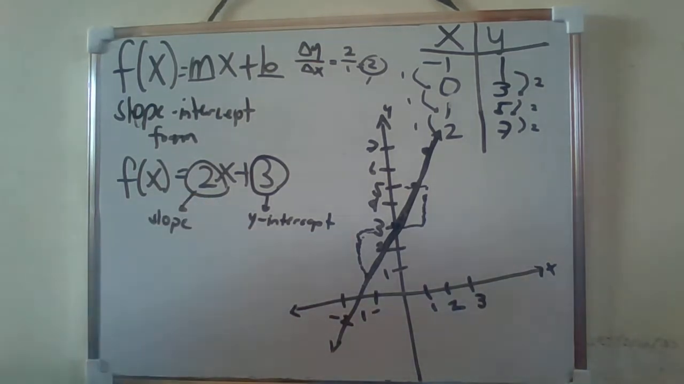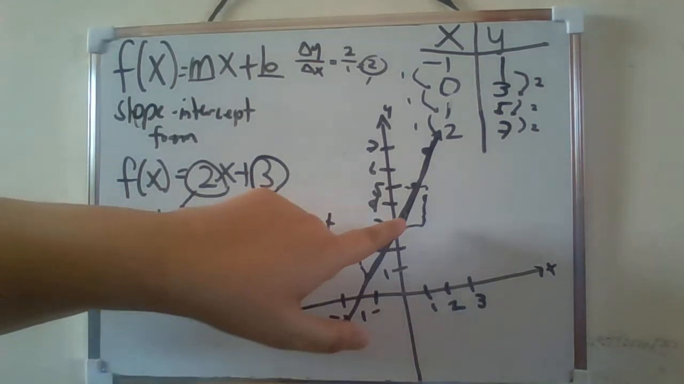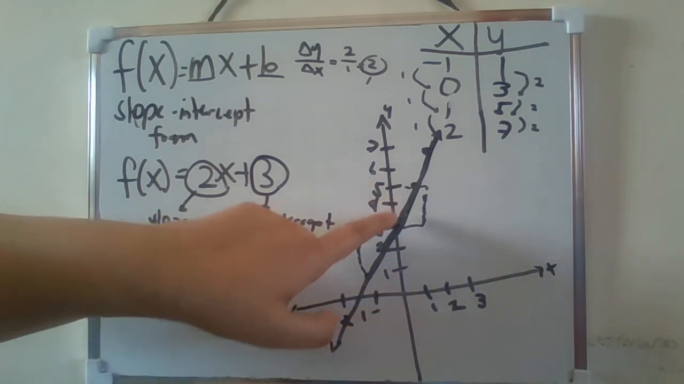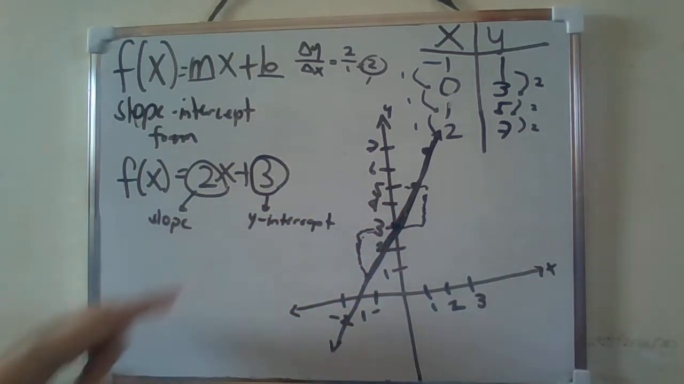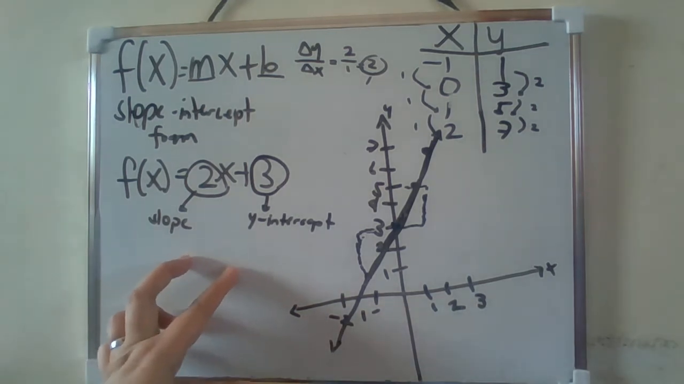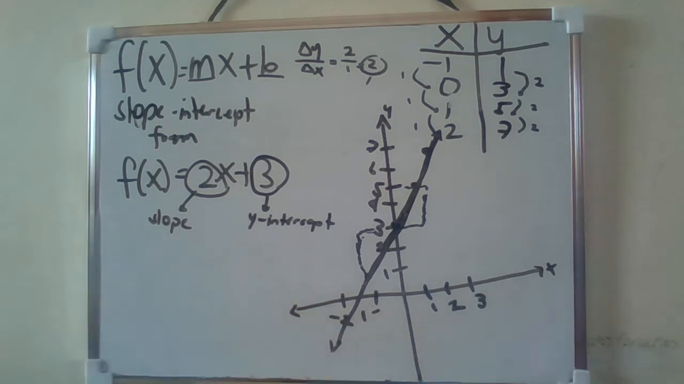Okay. And then, ayan yung y-intercept natin. Nag-intercept siya dun sa 3. Ayan. So, yun yung nakita natin dito sa equation natin. And this is the slope-intercept form.